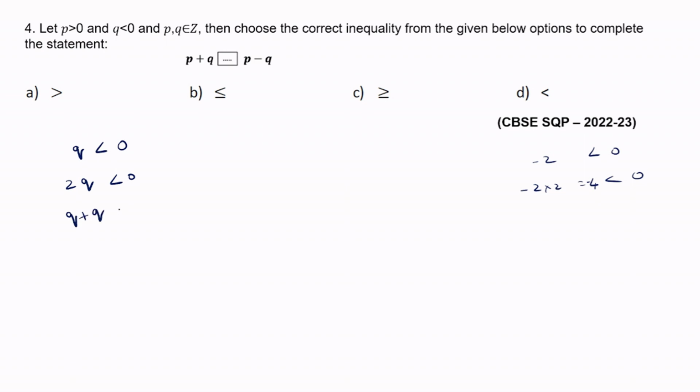As a result, we have q plus q is less than 0, or q is less than minus q. So from this we get q is less than minus q. Here we can see that p is a positive integer. So when we add p on both sides, we have the same inequality. So p plus q is less than p minus q. So the correct inequality is less than. So the correct option is option D. So p plus q is less than p minus q.